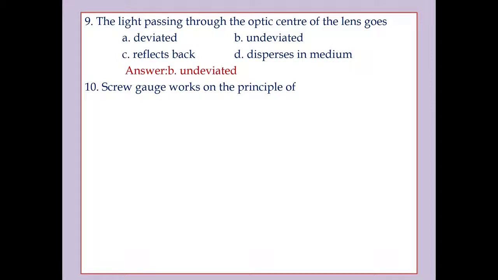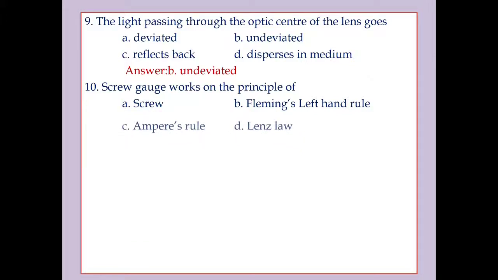The screw gauge, the small device which is omnipresent in all physics experiments, works on the principle of screw. All day in our physics laboratories we use the screw gauge, but nobody bothers about on what principle the screw gauge works. It works on the principle of screw.